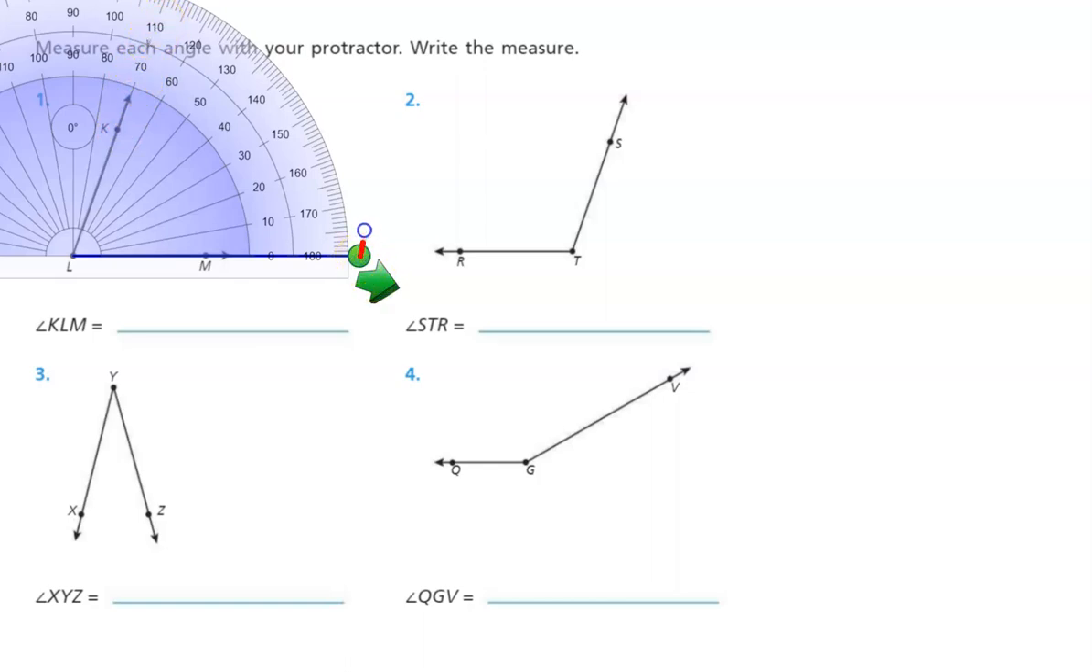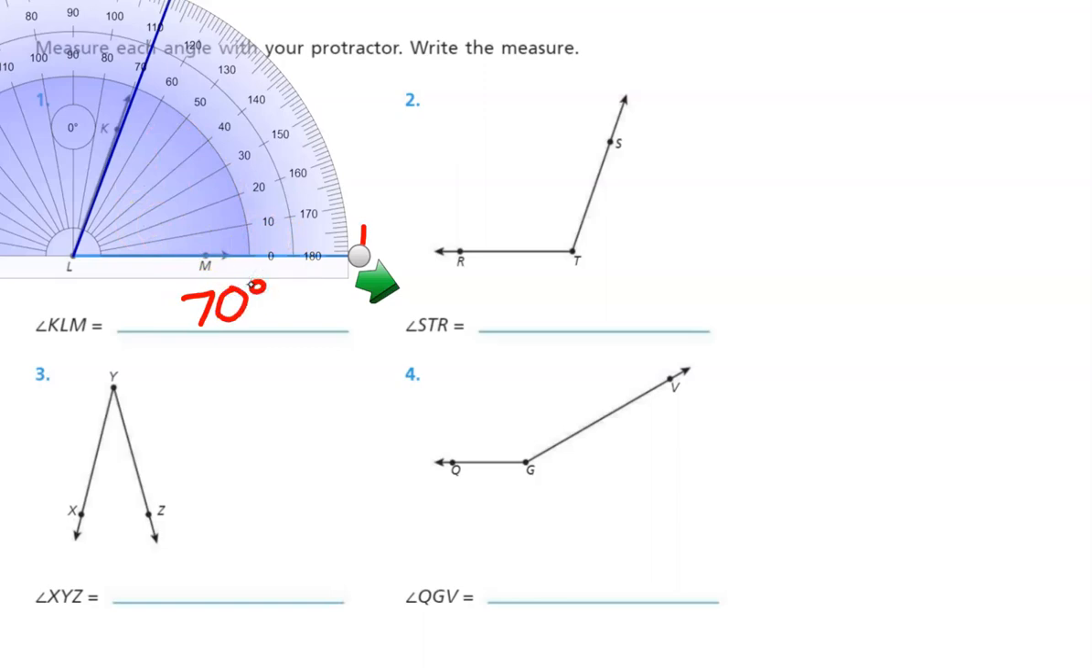So for me, I can take this tool and I can actually drag to see where this will end, and it's going to show me that it ends right there on 70 degrees. I left it a tick off just because of space. So that tells me that the angle of KLM is actually 70 degrees.